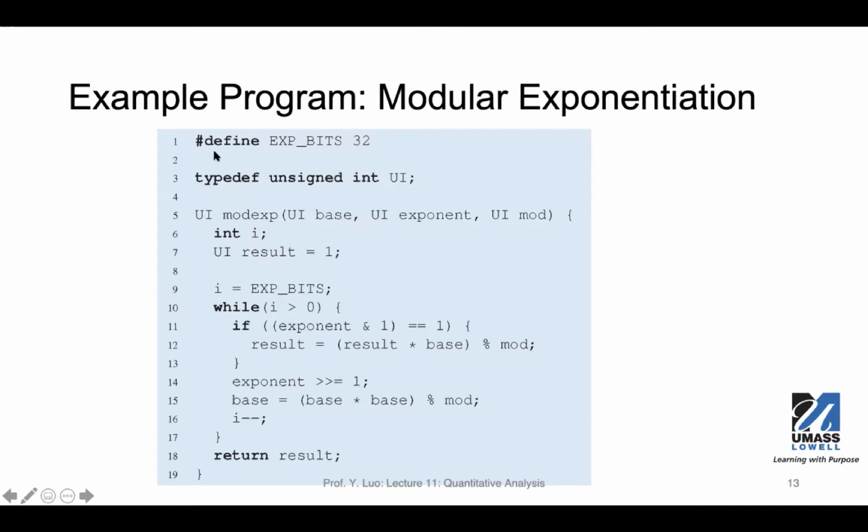Let's start from the first line. We define the exponent bits as 32. The reason we have 32 is because we store the exponent, that number, as a 32-bit integer. In fact, all these three arguments to this function are unsigned integers. So all of them are 32-bit. And that's the reason we have this constant number EXP_BITS as 32.